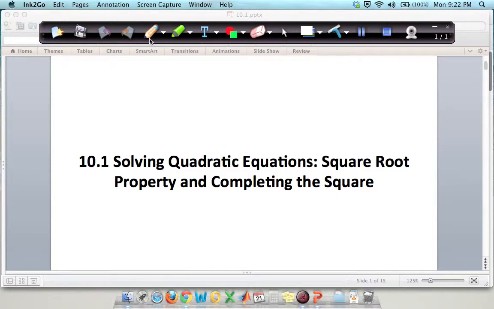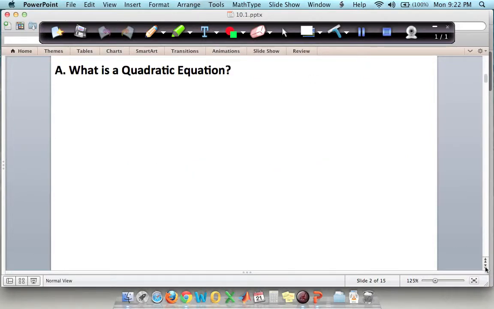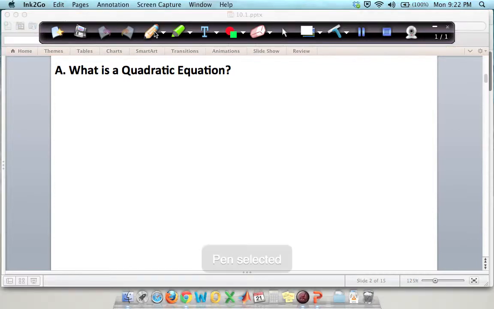Okay, today we're going to look at solving quadratic equations using two methods. One's the square root property, one's completing the square. So far, you've really only learned factoring to solve, but in the real world, not everything is factorable.